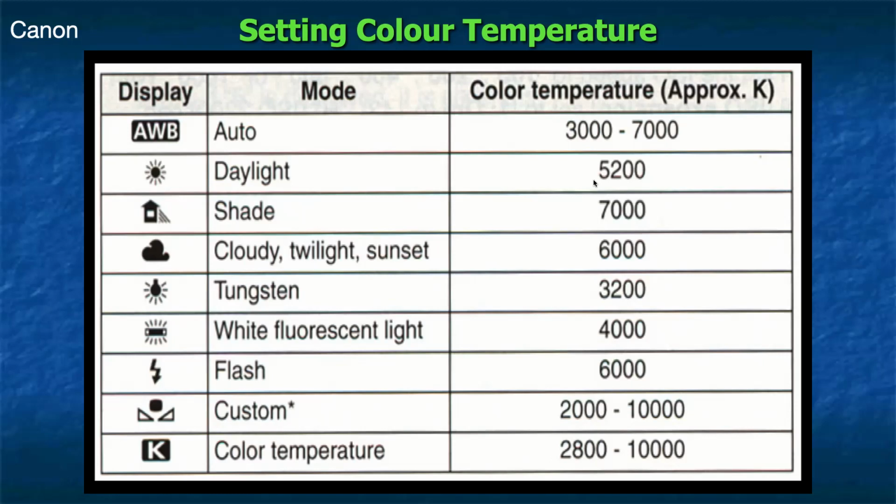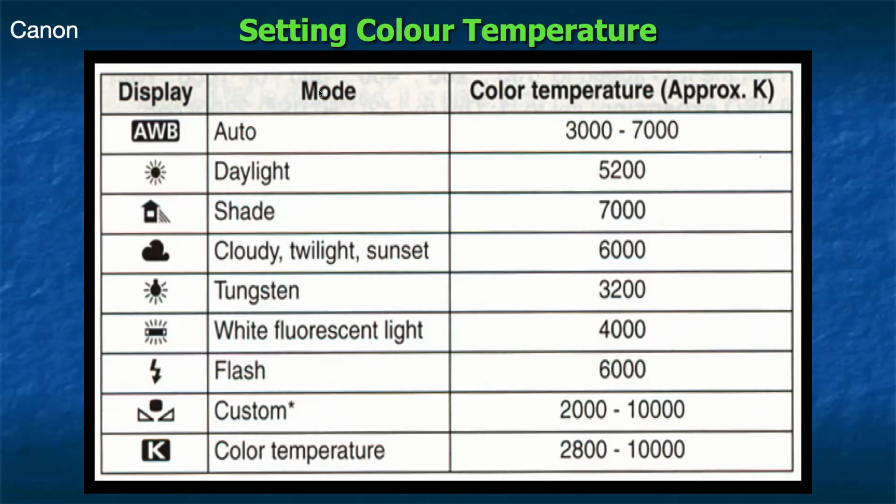Shade, Canon has it at 7,000. Cloudy, twilight, sunset, Canon has it at 6,000. And I was taught in college, cloudy is 6,000 degrees Kelvin. Tungsten or incandescent, 3,200 degrees Kelvin. Yeah, that's what I was taught in college. Fluorescent, 4,000. I was taught 4,200, but that's close. Flash, 6,000. And then the custom, you can go from 2,000 right up to 10,000 degrees Kelvin.